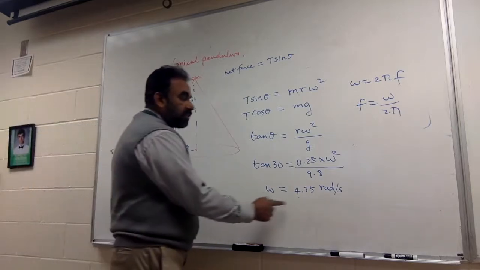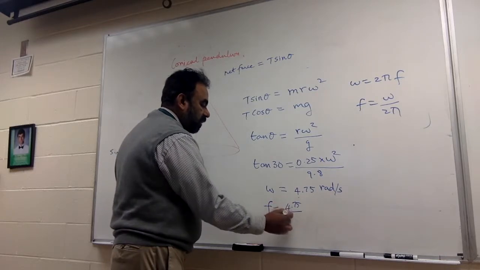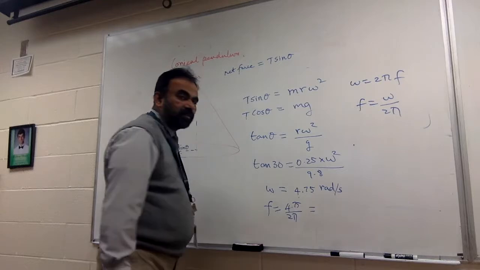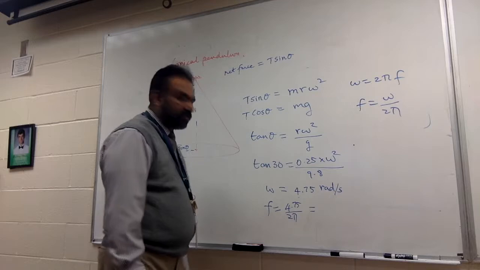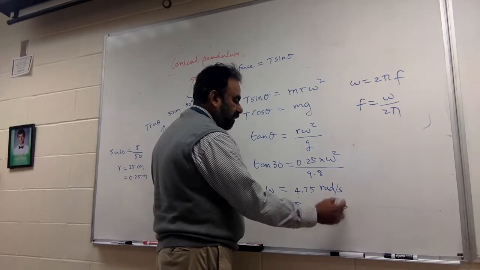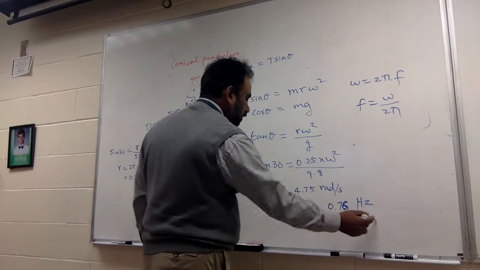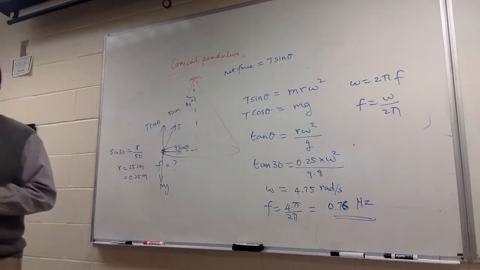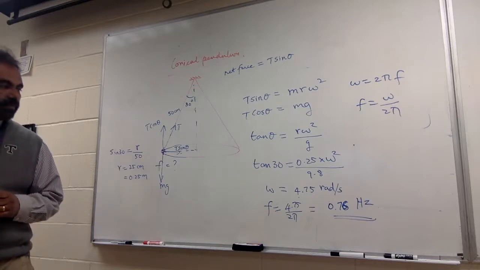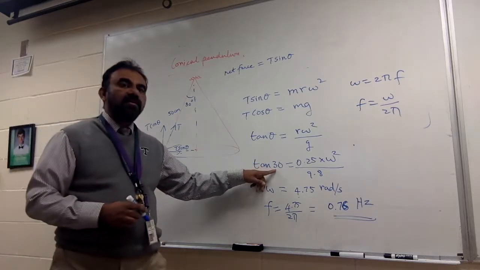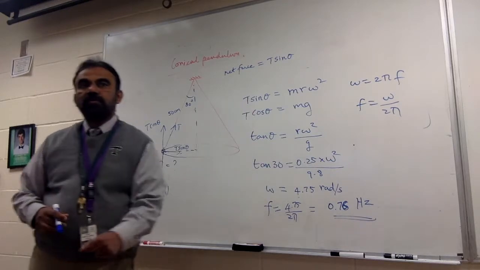Okay. So omega is this, and so what's frequency? Frequency is 4.75 divided by 2 pi. How much is it? 0.757. 0.75 or 0.76 hertz. How did you get 4.75? I didn't use that. Tan 30 times 9.8 divided by 0.25. Take square root. It rounds up to 0.76.